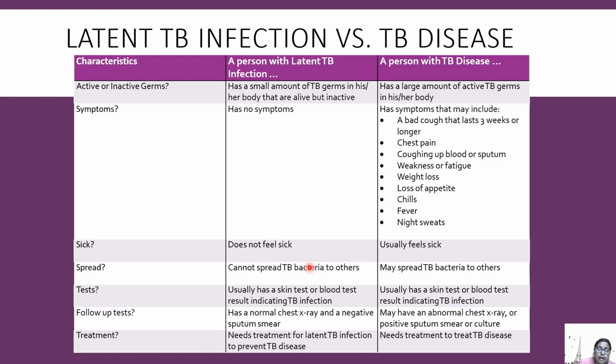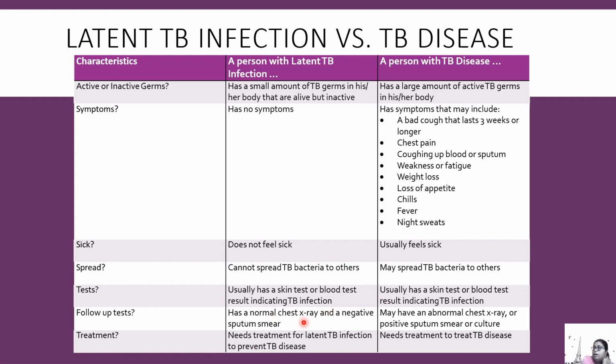They usually have a skin test or a blood test result indicating TB infection. Okay, they might have a normal chest x-ray. There might be some lesions in your chest x-ray, but lesions in your chest x-ray can come from various other reasons also. If you have any other lung problem, if you are a chain smoker, that can also cause lesions in your chest. So a person having LTBI can have a normal chest x-ray and a negative sputum smear. Sputum is basically spit. That was what I was saying. So they will not have the bacteria in the spit. But I have heard that people having LTBI might also have lesions in their chest x-ray.